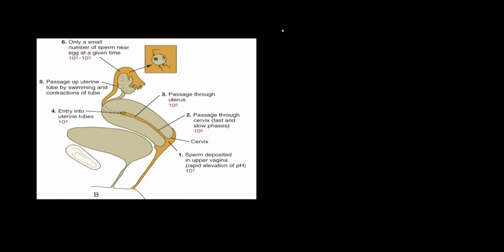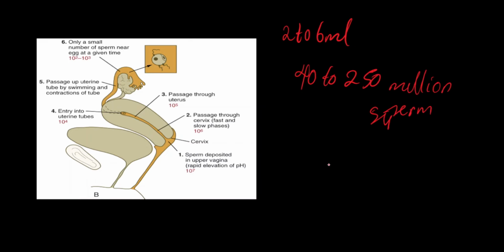In a semen or ejaculate of about 2 to 6 milliliters, there are about 40 to 250 million sperm cells. However, the transport of the sperm from the upper vaginal area to the uterine tube, or the fallopian tube, causes a progressive reduction. As we can see, there are a lot of barriers to be crossed, a lot of things to be encountered.